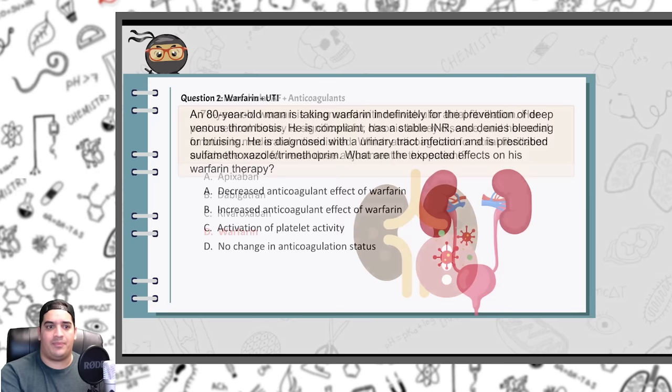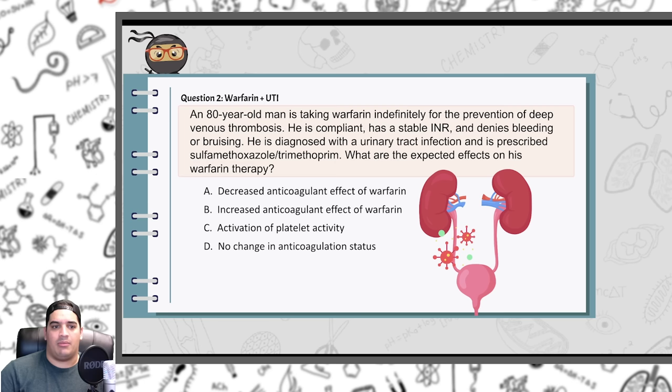An 80-year-old woman is taking warfarin indefinitely for the prevention of DVT, compliant, stable INR, denies bleeding, bruising, diagnosed with UTI, prescribed Bactrim, sulfamethoxazole, trimethoprim. What are the expected effects on his warfarin therapy?